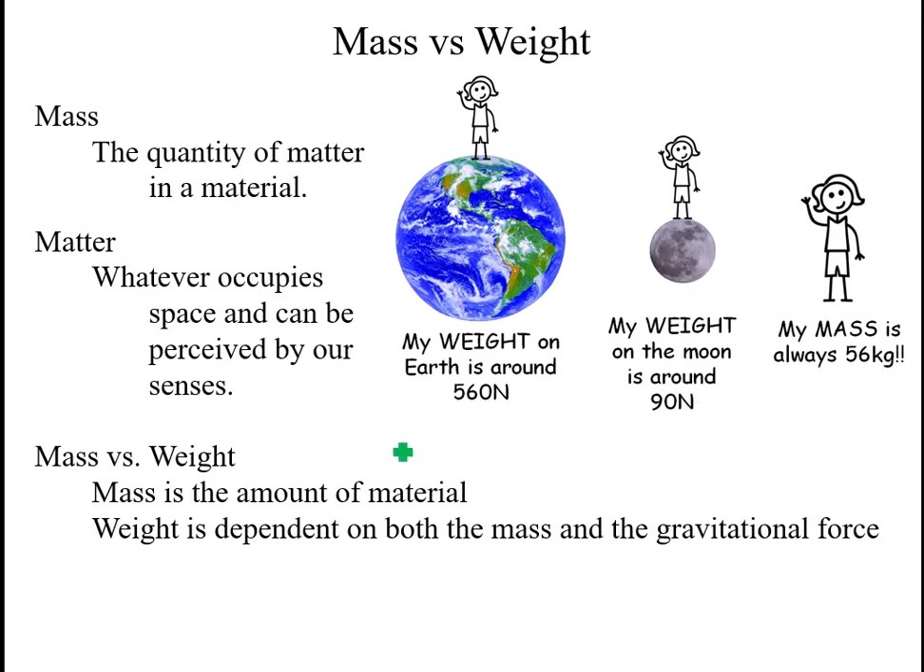So mass is the amount of material. It's constant no matter where you are. If you're in space, which has no gravity, you'd have zero weight. But weight depends on both the mass and the gravitational force. So if there's no gravity, you would have no weight. All right.